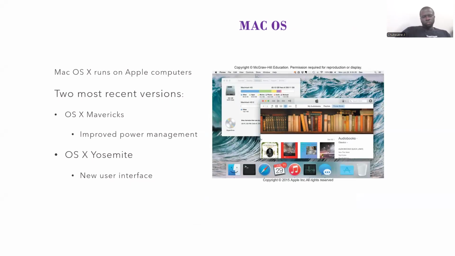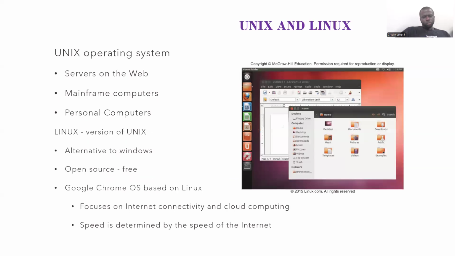Your Mac, from the Apple products, okay, the most common ones are Mavericks and Yosemite. These are two common operating systems in the family of Apple computers. You have your Linux and Unix, right? Your Unix operating system, as I said before, is used to power the internet, servers and mainframes, and also for personal computers as well. Your Linux is a free version of Unix for individuals, right?